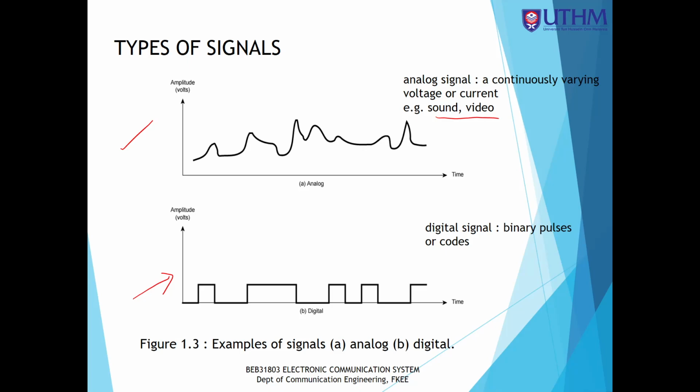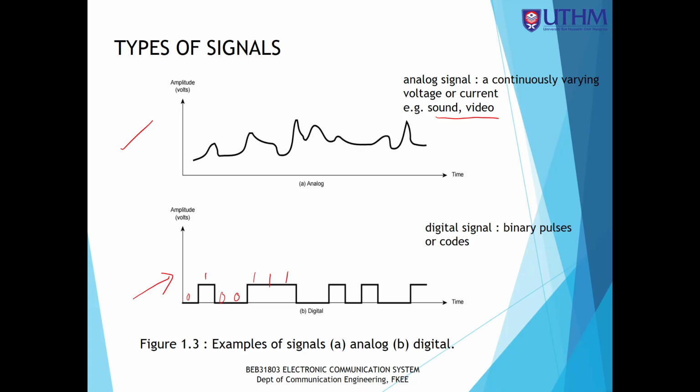Okay, it has only two shapes, either logic 0 or logic 1. There are only two possibilities, either logic 1 or logic 0. Okay, so you see that here, for example, logic 1, logic 0, logic 1, logic 0, logic 1, 1, 1, and so on. So there are only two possibilities, either logic 1 or logic 0.